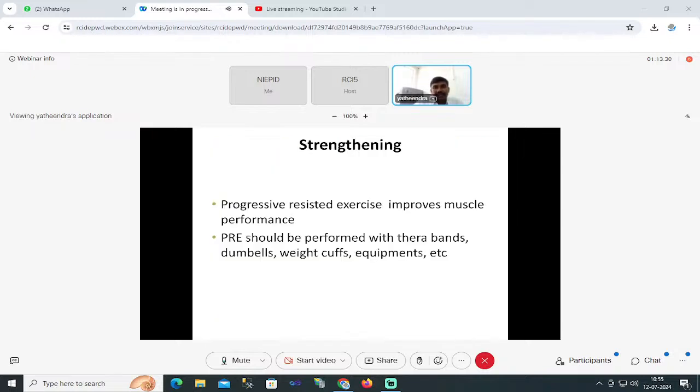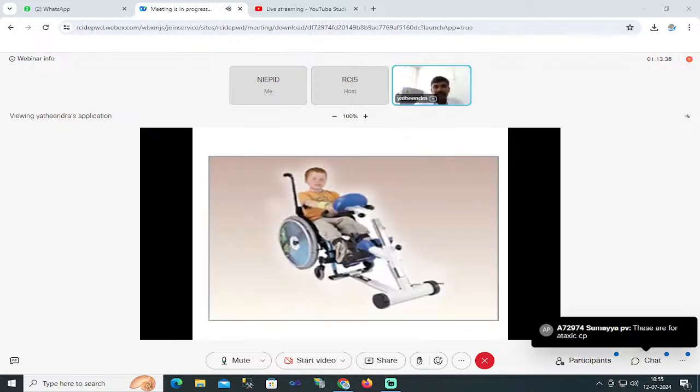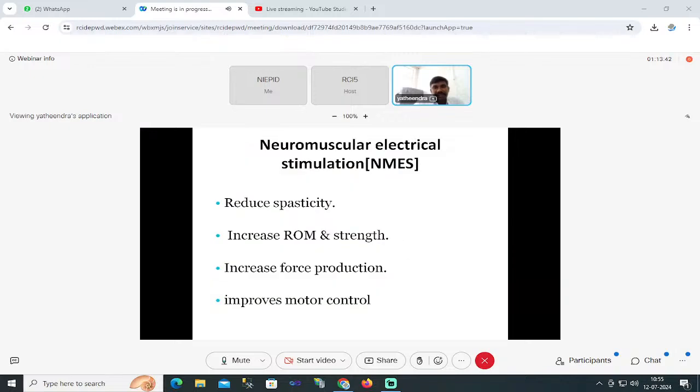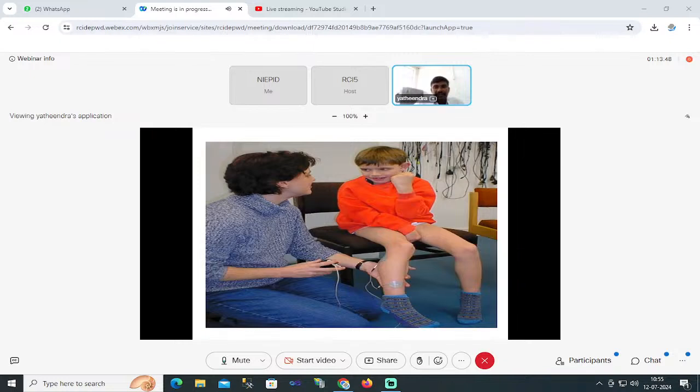Then we have strengthening with various equipment like band, TheraBand, dumbbells, weight cuffs we can use. And assistive devices, as I was telling you in the starting, we can use depending upon the grading of the CP. Then we can use electric modalities like neuromuscular electrical stimulation, like you can see in the picture here.